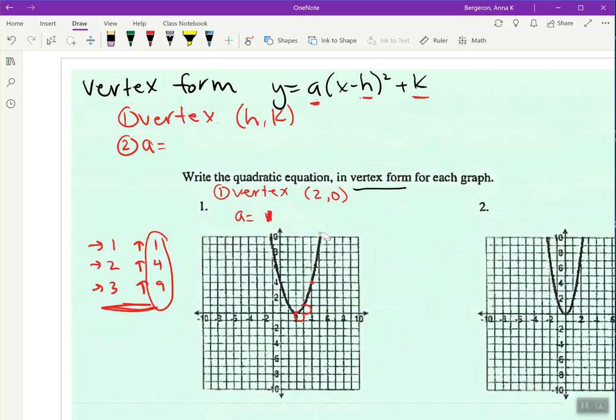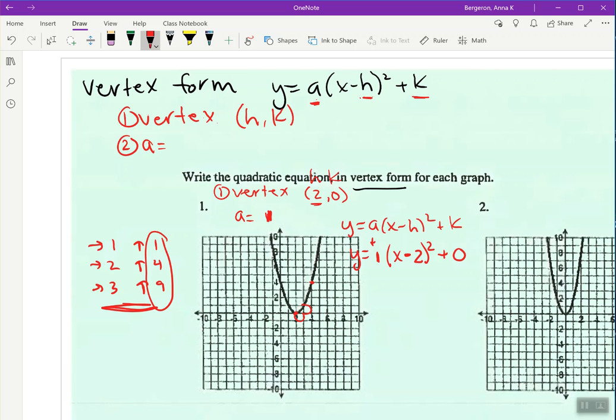Let's write out the equation first and then we can practice replacing. So our equation is y equals a times x minus h squared plus k. We know that a is 1, so we're going to write 1, and then x minus, and then h is the first value of our vertex, right? This is h and this is k. So h would be 2 and k would be 0.